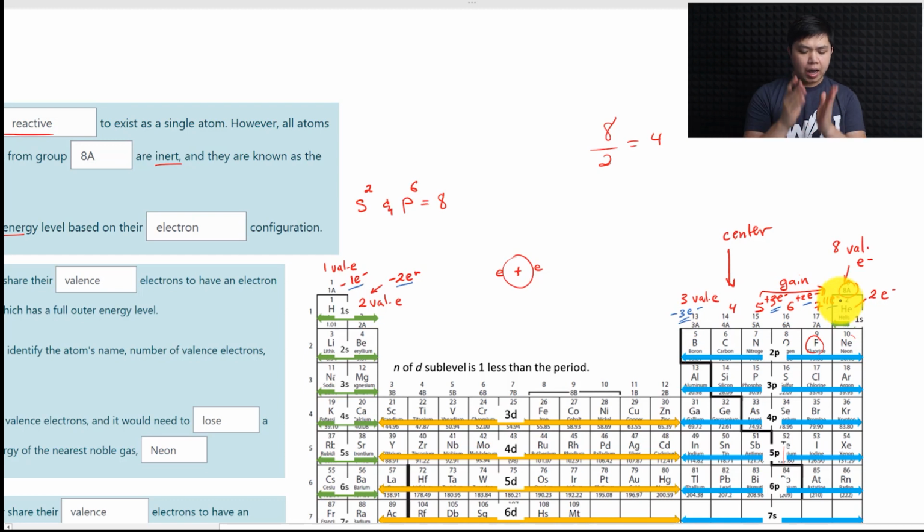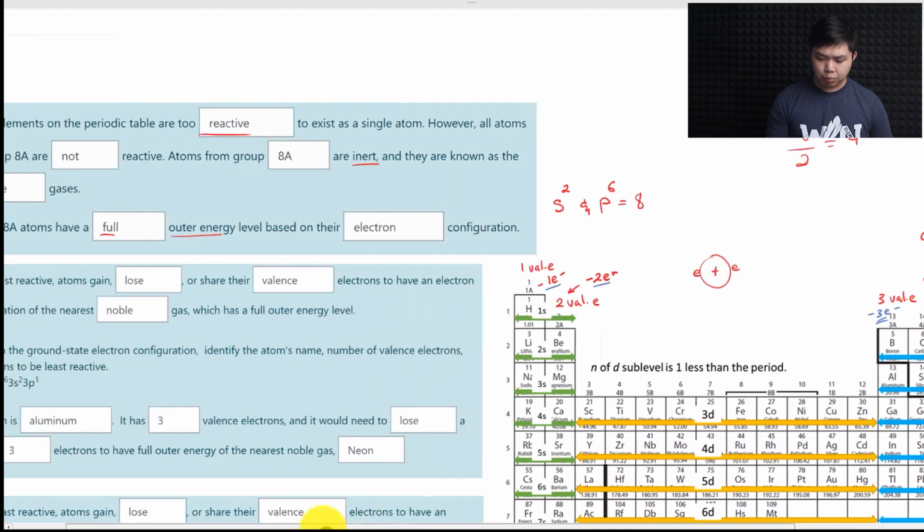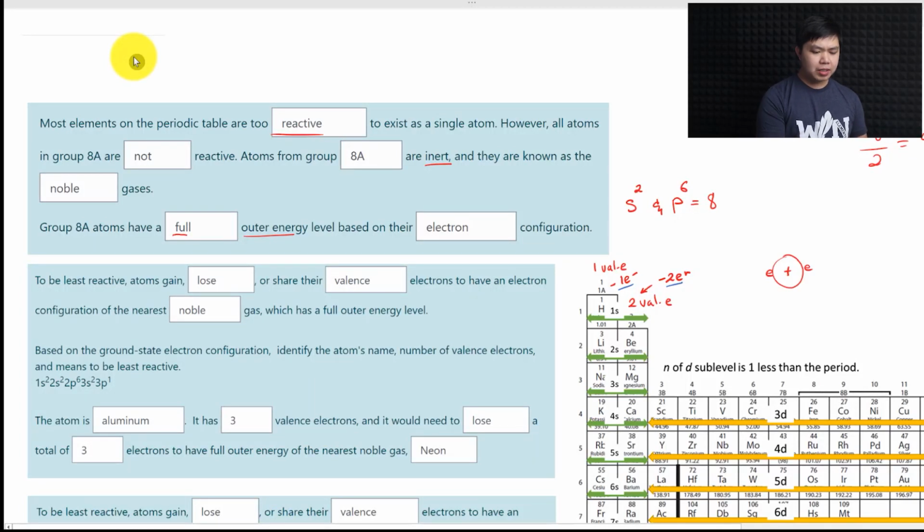So this trend is applicable for group 1A all the way through 7A. But as you can see, the metals in group B also have similar function, but it's pretty difficult to predict how many electrons they are going to lose. That's why we look at group 1A all the way to 7A. So let's look at an example. In this case, we have the same statement.